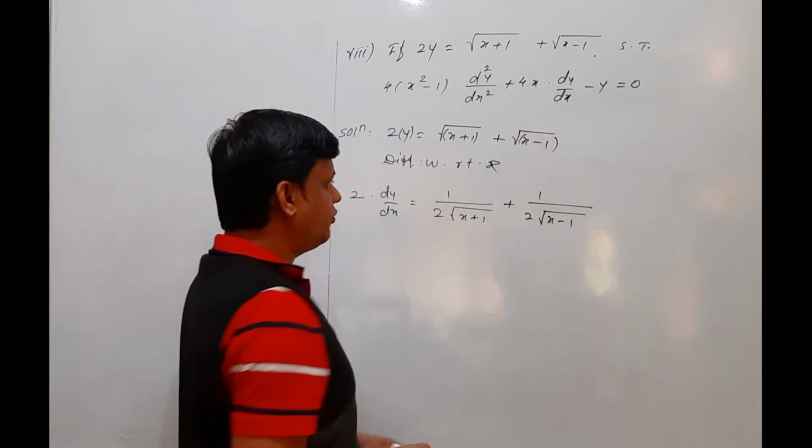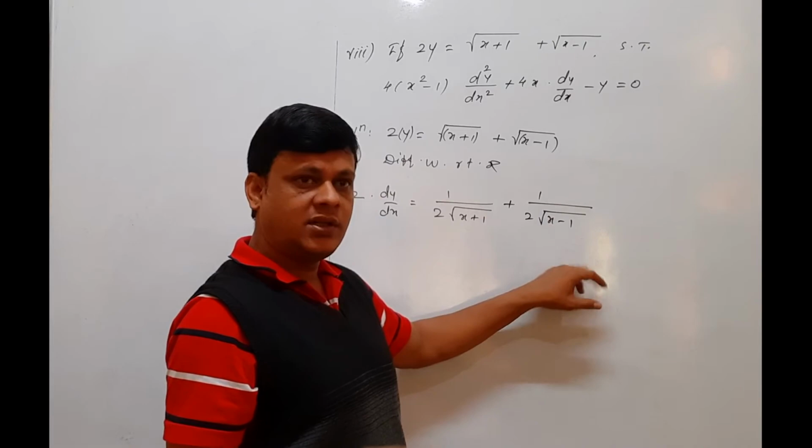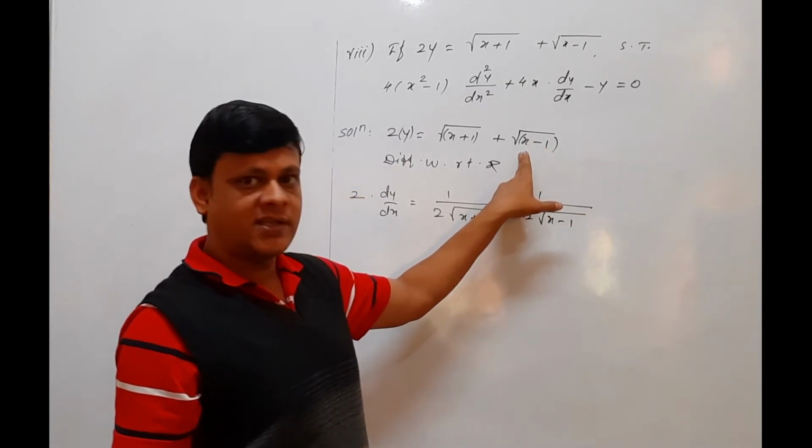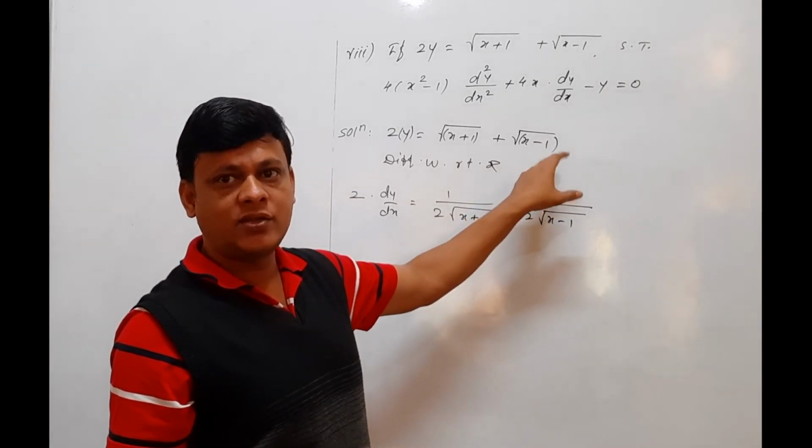The derivative of this second term, we write 1 upon 2 root x minus 1. Then again we have to find the derivative of this term in the root. The derivative of x is 1, the derivative of 1 is 0. 1 minus 0 we get 1.